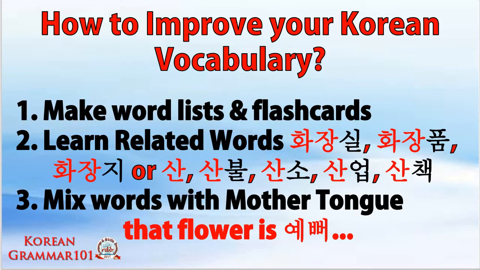Number 2. Learn related words. In this example, we can see a few examples of related words. For example, number 1, 화장실. 화장실 is a word that means restroom. Next is 화장품. 화장품 is cosmetic. And finally, number 3, 화장지. 화장지 is tissue. So if we notice, these words have the same 2 syllables. They start with the word 화장. So it's very easy for you to memorize since these words are related to each other.